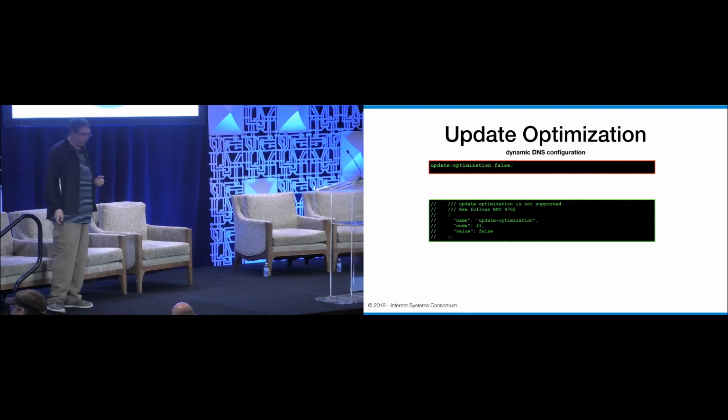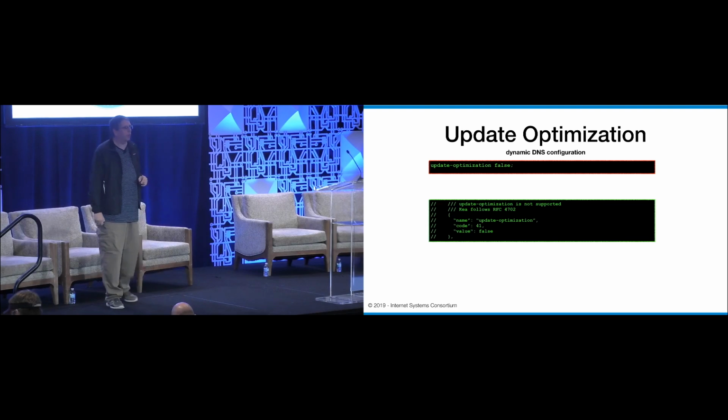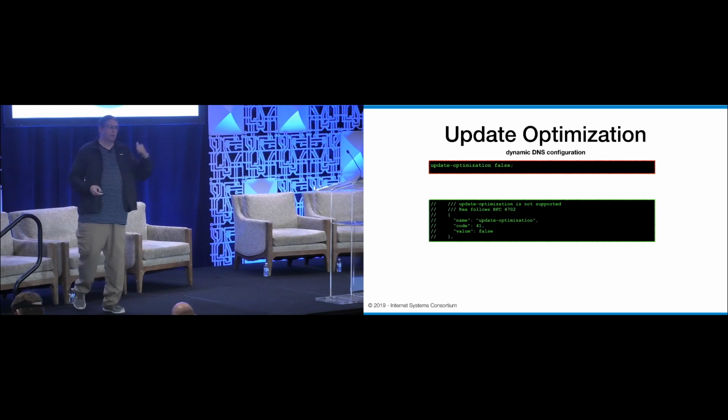Update optimization false. Update optimization is not supported because we follow RFC 4702. Earlier versions of ISC DHCP used kind of an interim mechanism. Now it's supporting the RFC.